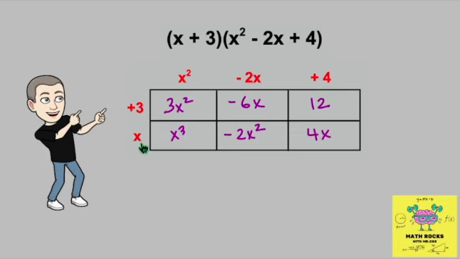So for instance, x times x squared is x to the third, 3 times x squared is 3x squared, and you just keep doing that. And then you combine like terms here in the middle and come out with an answer like this: x to the third plus x squared minus 2x plus 12. So that's multiplying polynomials together with an area model.